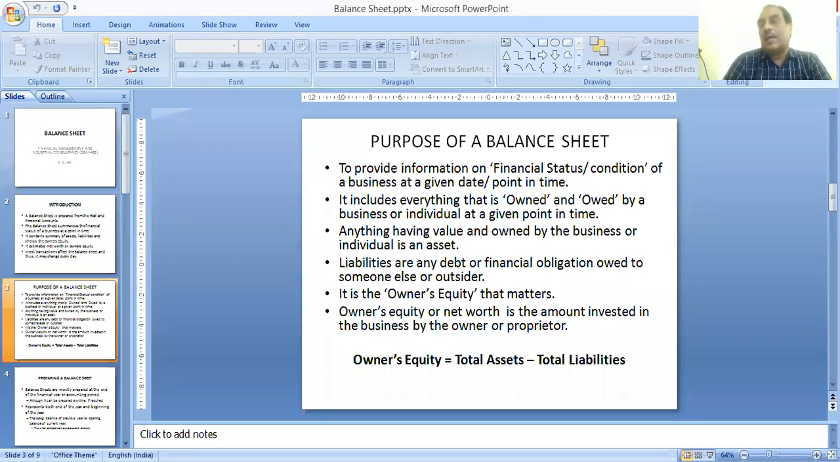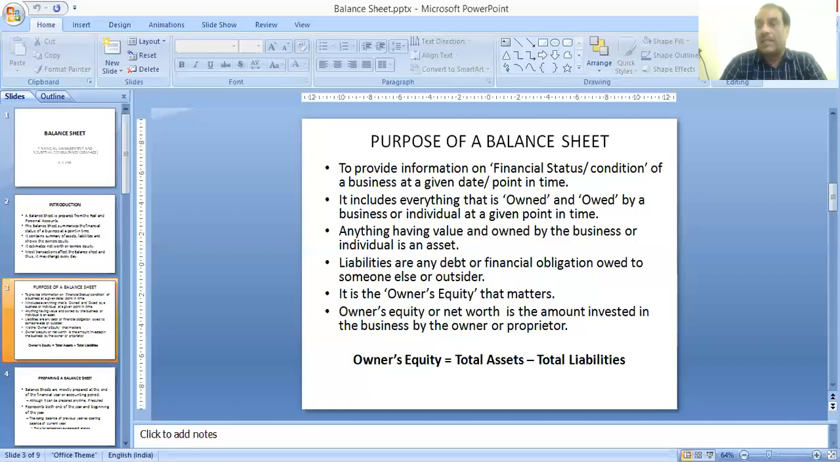Suppose I have rupees 10 lakhs, out of which I have borrowed rupees 2 lakhs from Amar. So I have with me rupees 10 lakhs, but out of that rupees 2 lakhs is borrowed. So what is owned by me?